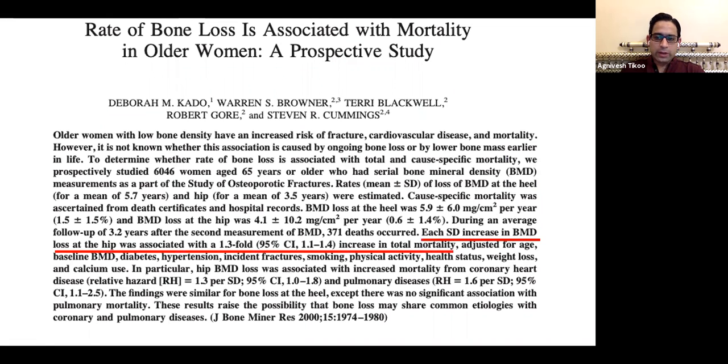Now, let's try to understand what this increased mortality risk is. With each standard deviation decrease in BMD, there is a 1.3-fold rise in total mortality. So if a person has a BMD of -2, a person with a BMD of -3 is 1.3 times more likely to have mortality. And for -4, it will be even more, 1.3 times 1.3 times, so the level of increased mortality will be above 2.5.